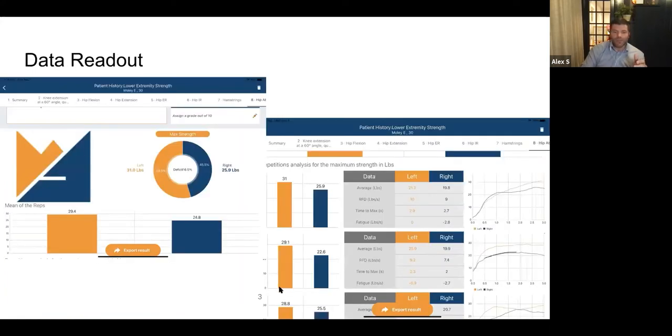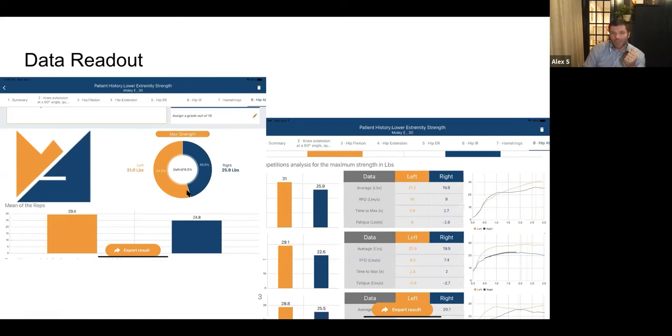So the data readout on that, just like I said before. This is the lower extremity strength. Oh, this is the quad set, right? So what you'll see here is definitely a deficit on the left side. You'll see the max rep deficit, 16% there, and the actual numbers, the mean of the reps.